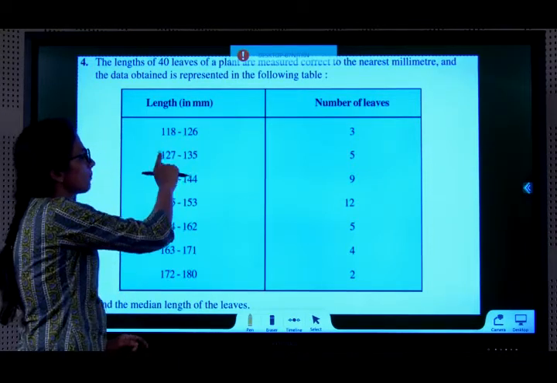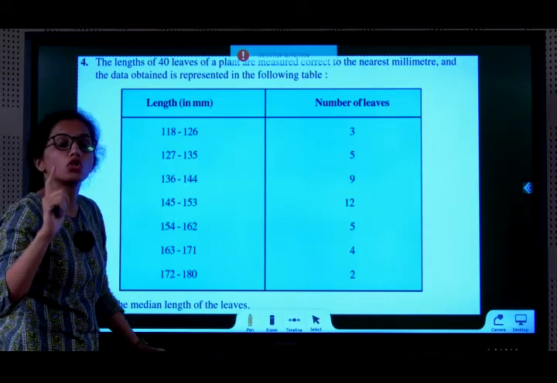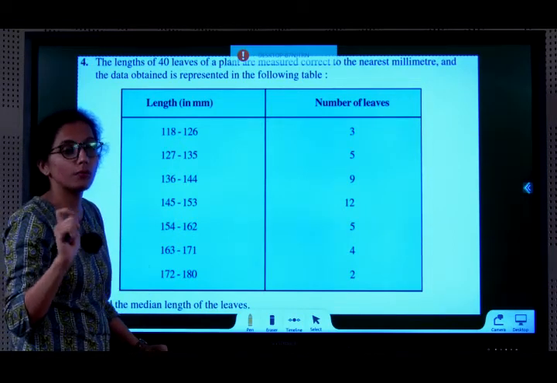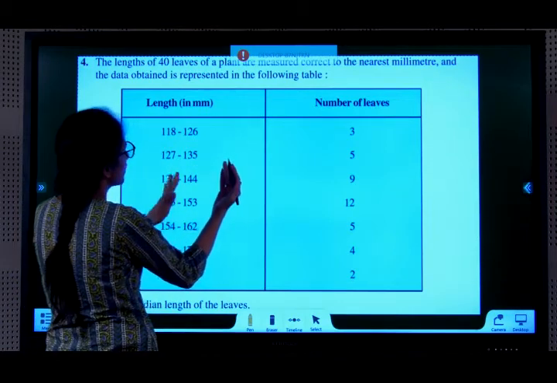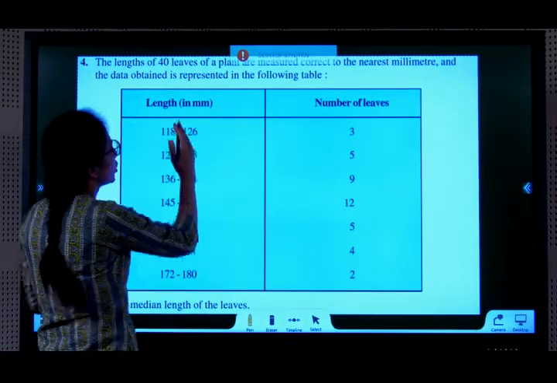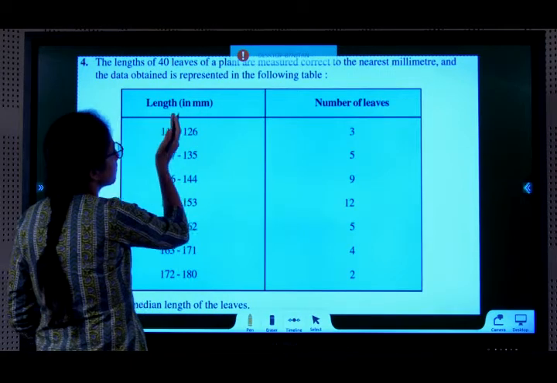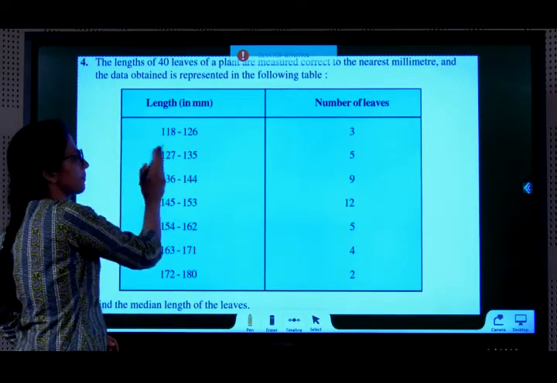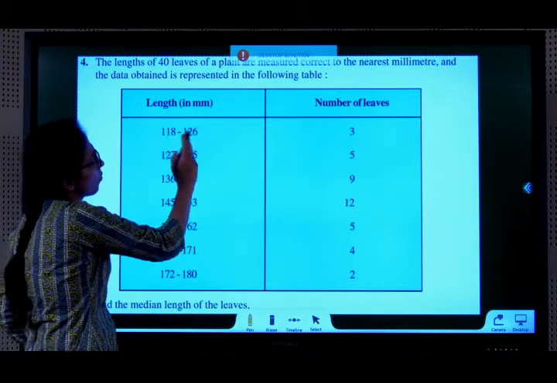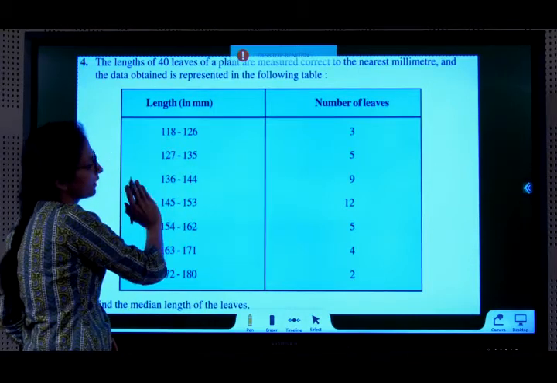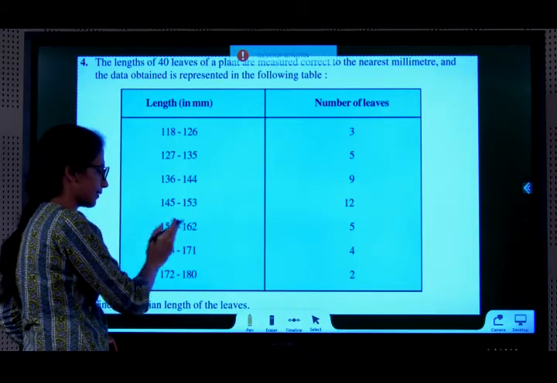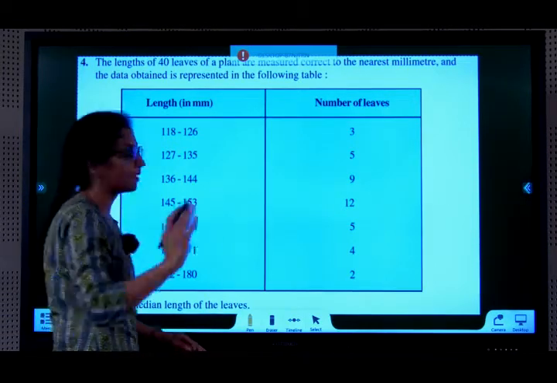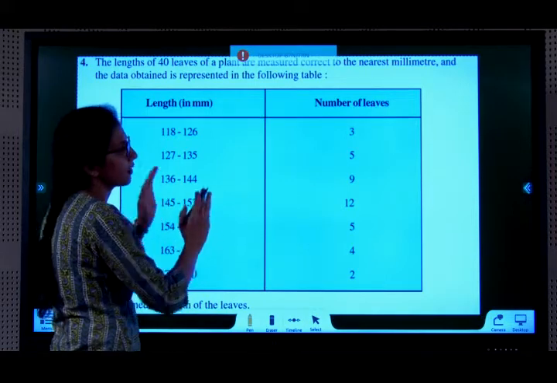How do you make it continuous? From 126 it is jumping to 127. Difference is 1. So 1 by 2, 0.5. So to all the upper limits add 0.5, to all the lower limits subtract 0.5. So this will become 126.5. This will become 117.5. Subtract 126.5, 135.5. 135.5, 144.5. Subtract, add. Subtract, add. All the upper limits you add 0.5, all the lower limits you subtract 0.5.